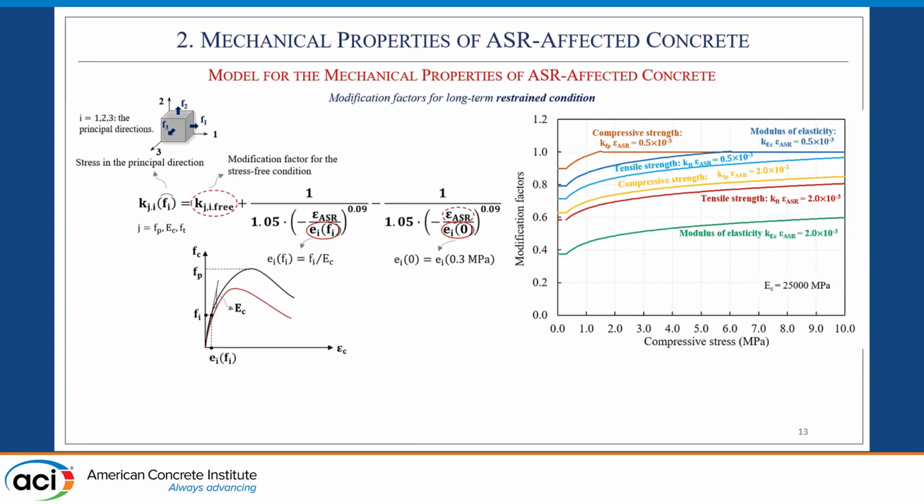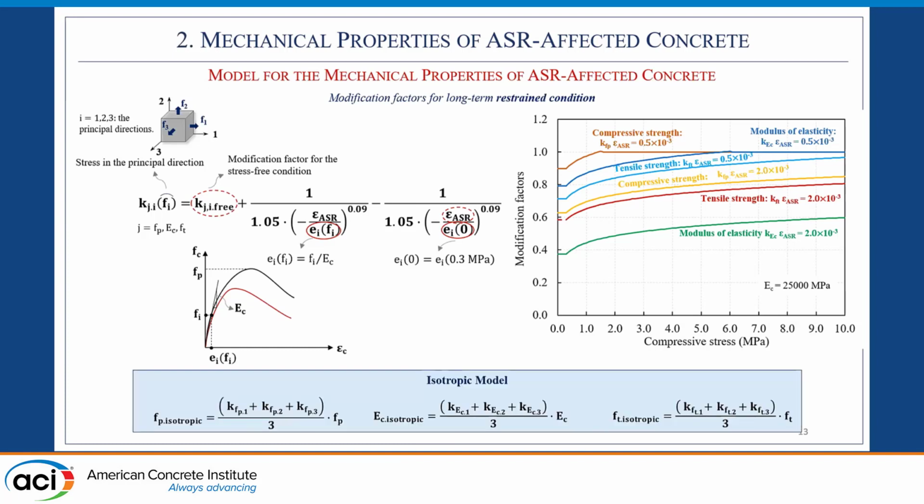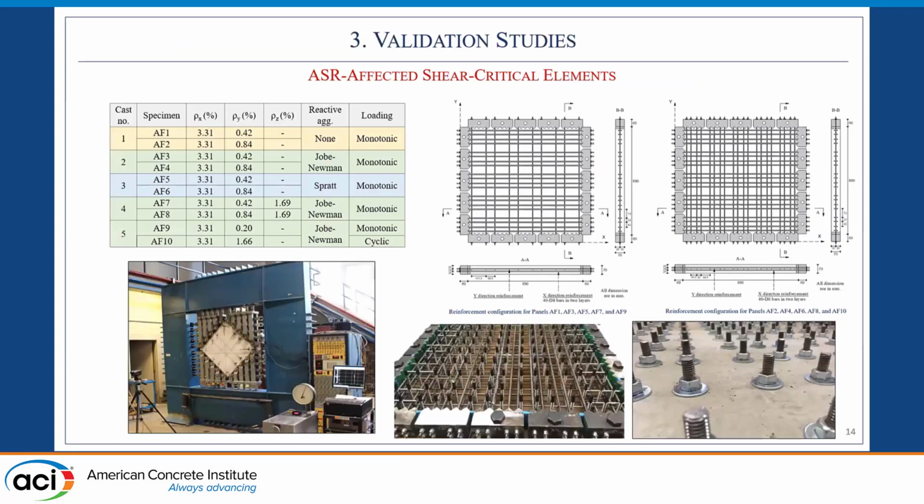And so here is now where the modulus of elasticity comes into play as well. Now, for formulations that cannot accommodate an anisotropic model, we developed an isotropic version of this, calculating the average of the modification factors determined along the principal directions. And now we're moving on to the discussion towards the validation studies that were performed.